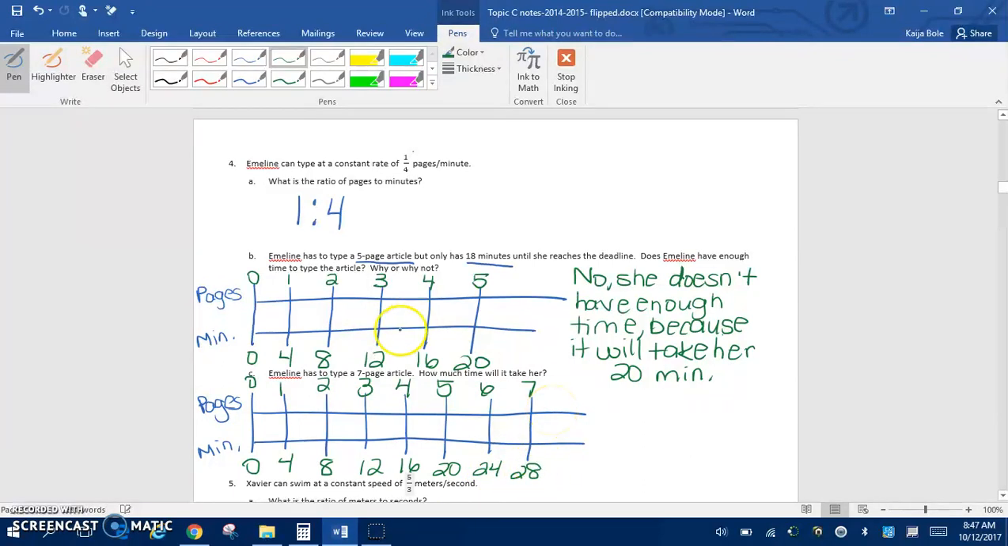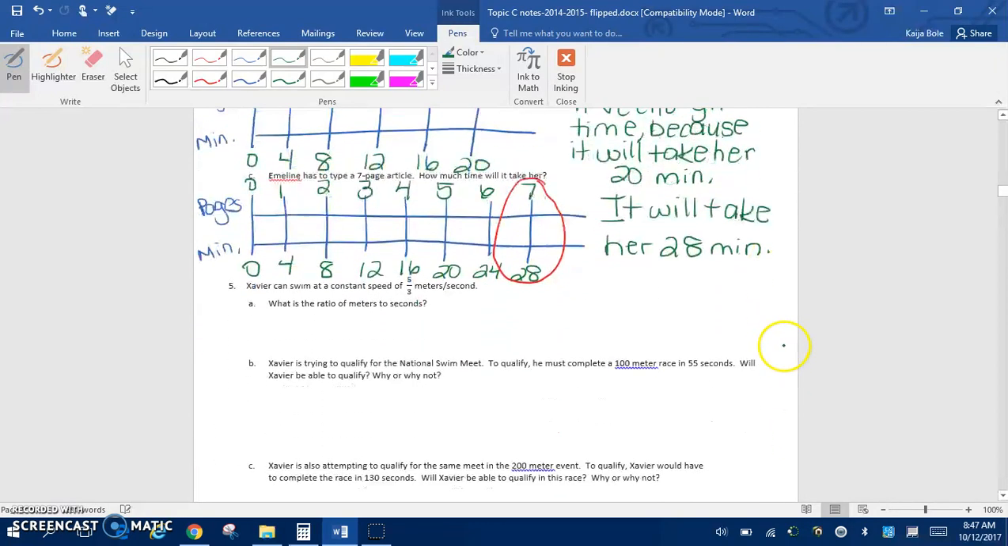So they're asking us, she has to type a 7-page article. So that means we are looking over here at 7 pages. How long will it take her? Well, we see that it'll take her 28 minutes, so that's our answer. So we will just put it will take her 28 minutes. Okay, so that's number 4.